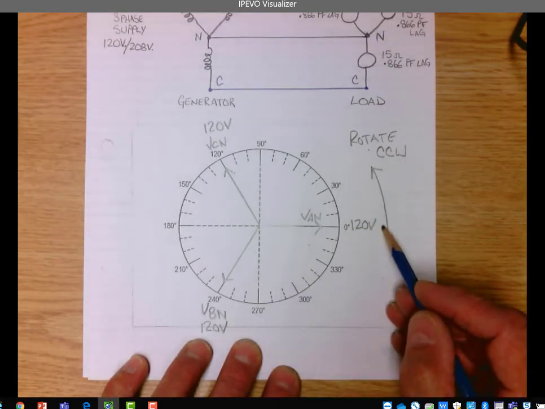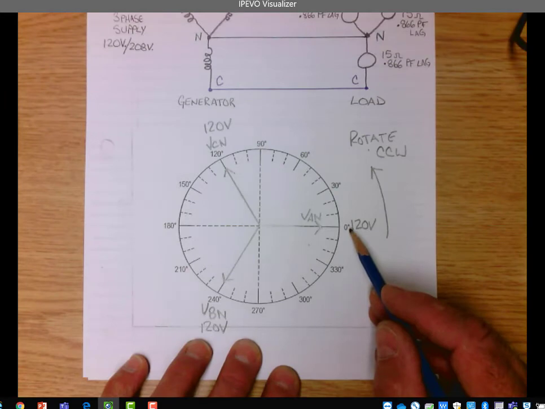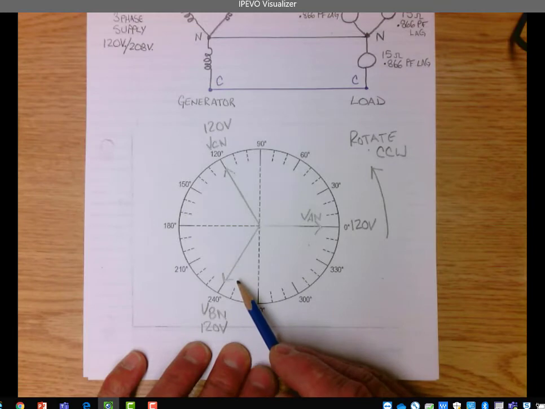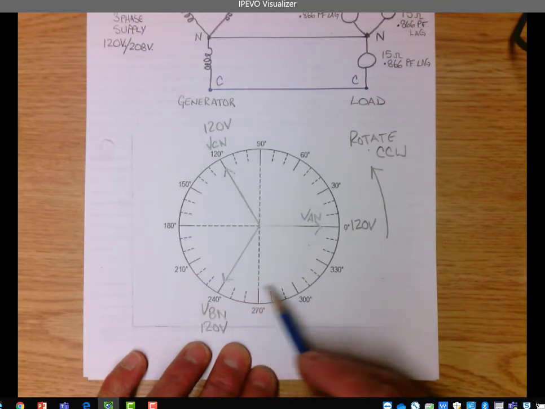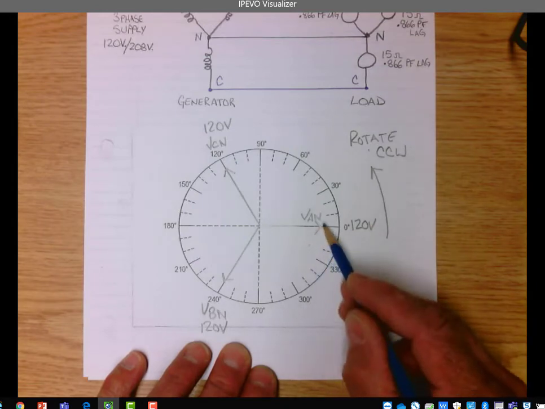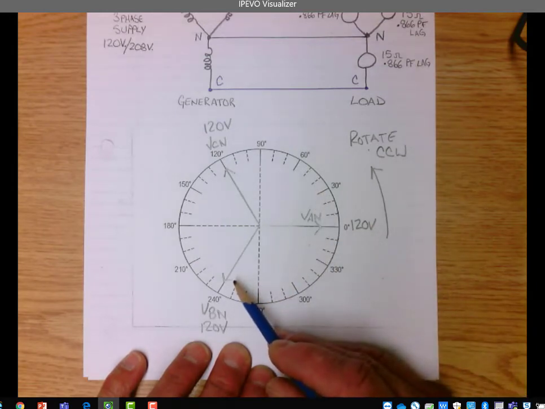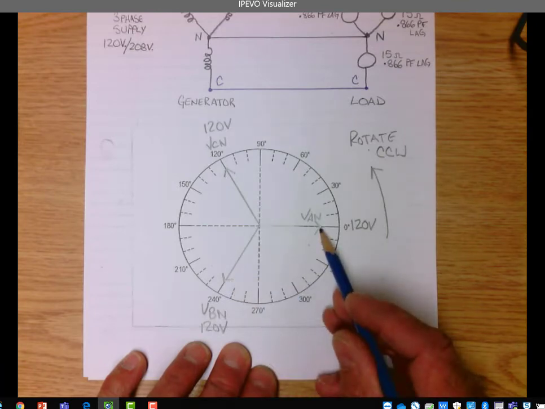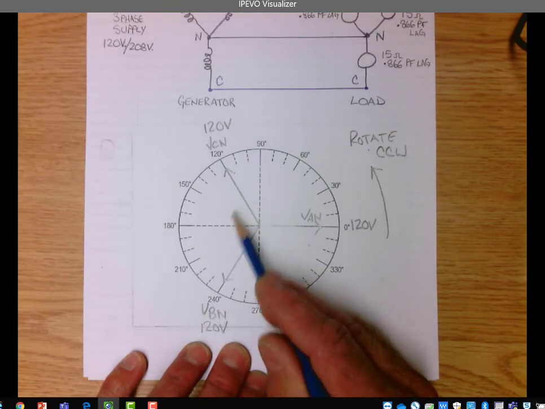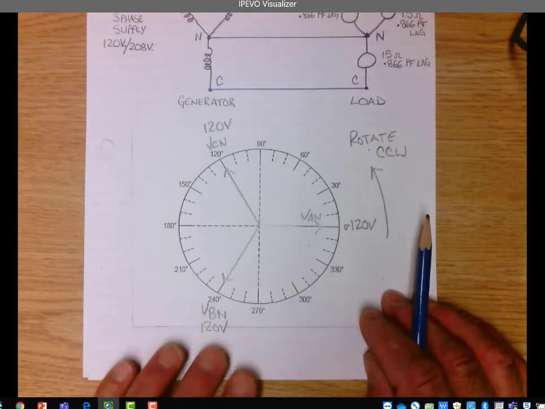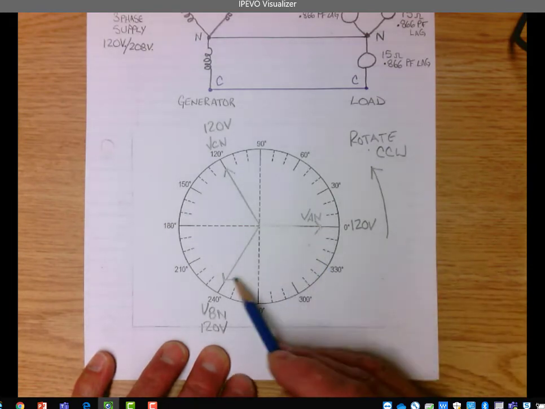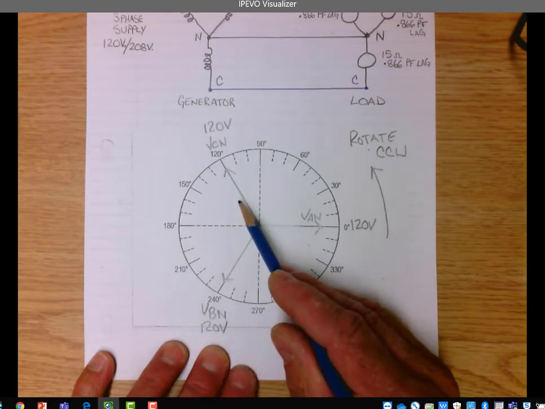If I was standing at 0 degrees and phase A to N was the first phase that I saw, the next phase voltage I should see if it's positive phase sequence is phase B to N coming by here. So I would stand here, phase A to N would come by here, 120 degrees after that phase B to N would come by where I was standing, and 120 degrees after phase B to N, phase C to N would come by where I was standing. So for positive phase sequence, it's always A to N at 0, B to N at 240 degrees, C to N at 120 degrees.